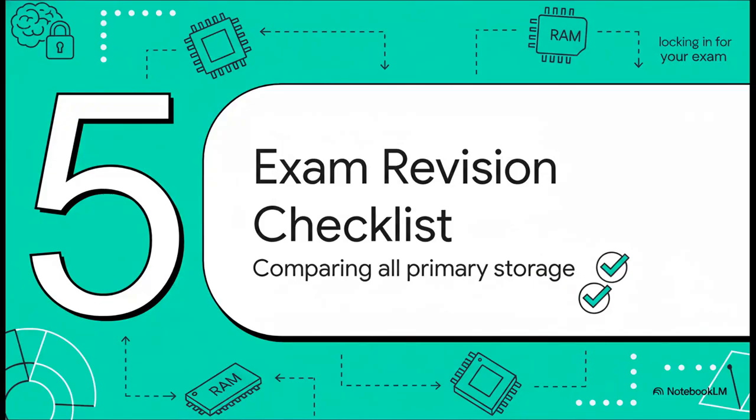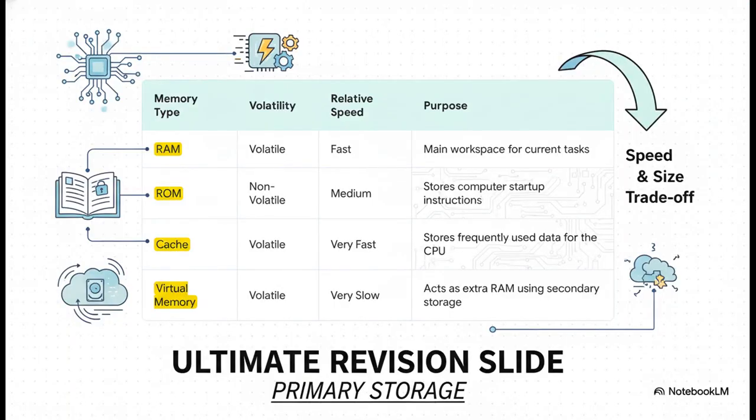All right, let's pull everything we've talked about together. To really nail this topic for your exam, you need to be able to compare these different types of memory side by side. So here it is. The crucial point is understanding how these four memory types all relate to each other. Just look at the patterns here. Cache is the fastest, but it's the smallest. Virtual memory is the slowest, but it's by far the largest. RAM is your volatile main workspace, and ROM is that non-volatile startup manual. Honestly, this is your ultimate revision slide for primary storage.